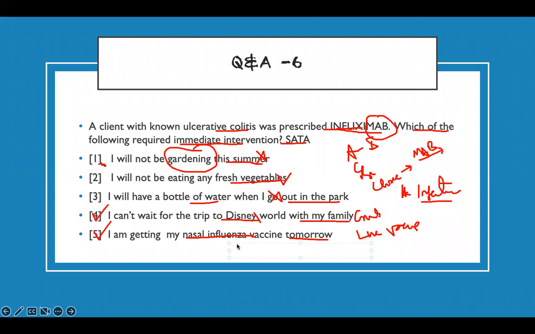If you don't know, we have the MMR, we have the varicella. You have the smallpox, and then the nasal influenza or flu vaccine, okay? Or the polio vaccine, the oral form. Oral form is all live vaccine. These are your live vaccines, very live ones. They cannot be given to somebody who is immunocompromised. They can change this infliximab. They can add any methotrexate. All the questions, anything that is immunocompromised, they can put it there and it can cause the same problem. So watch it out.